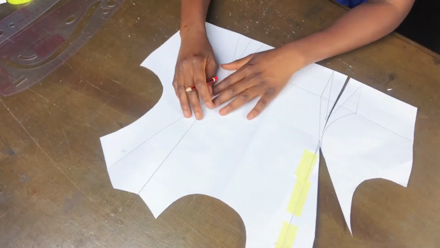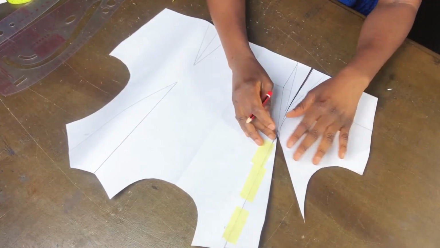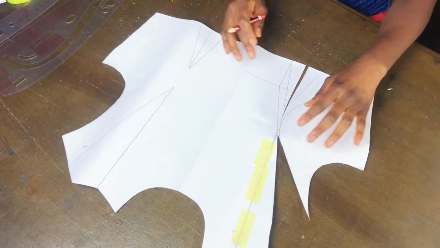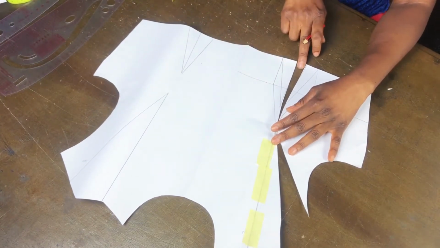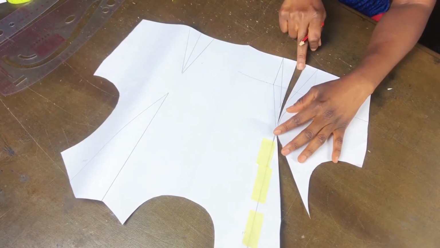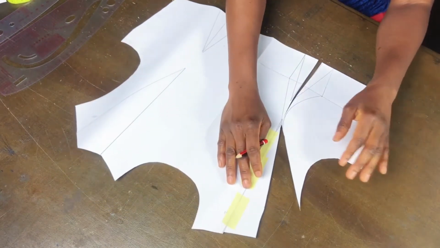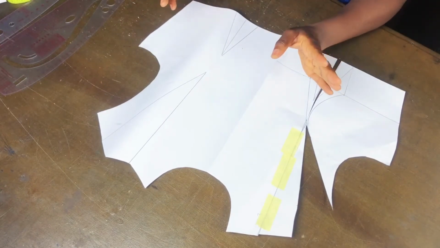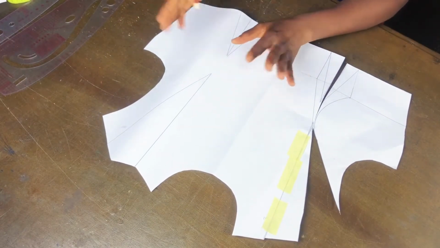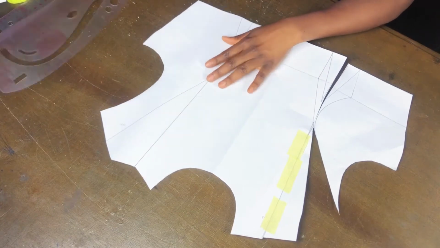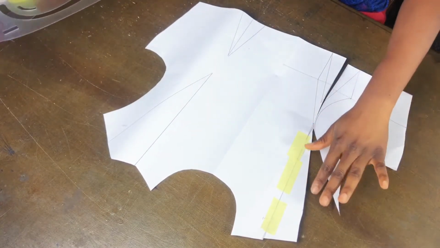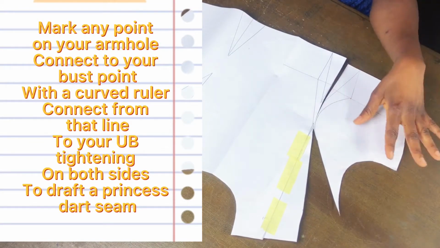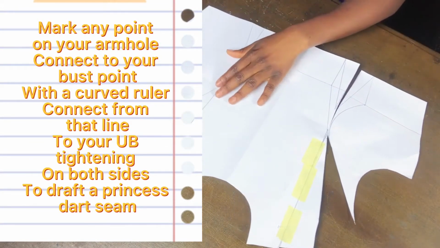For the off side, I closed my shoulder dart here, and then I slashed from my center waist dart line all the way to my bust point so that I can close the shoulder dart, which I have done. I did it on camera, but somehow I lost the clip. I don't know what happened. I lost the clip on how I did all of that, but you can refer to my princess dart video to see how to draft your armhole princess dart.